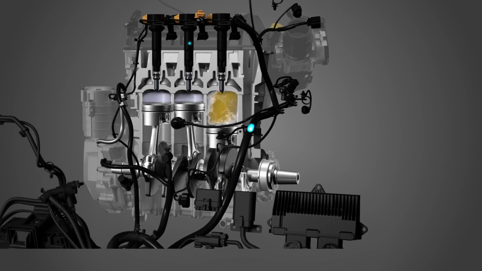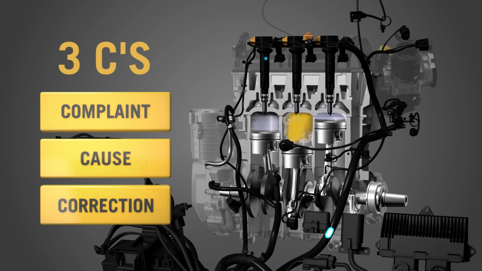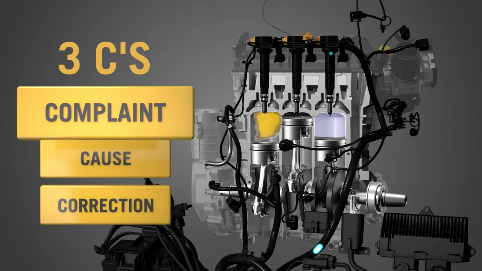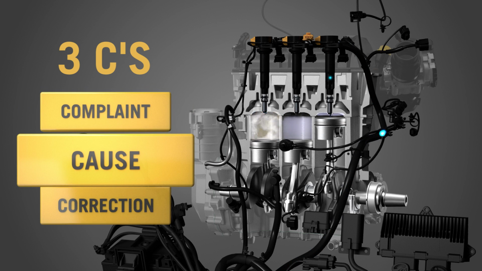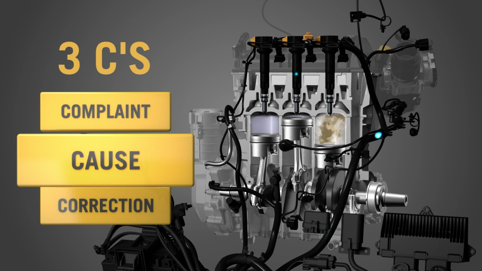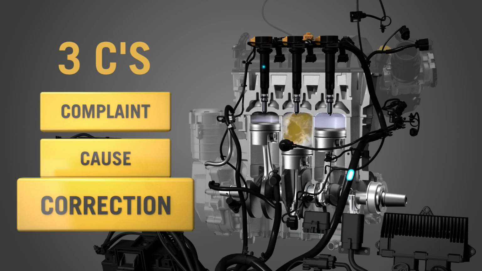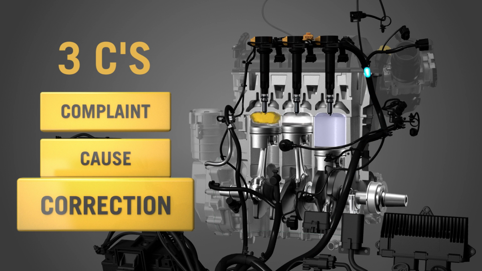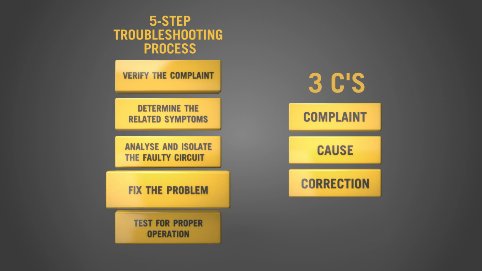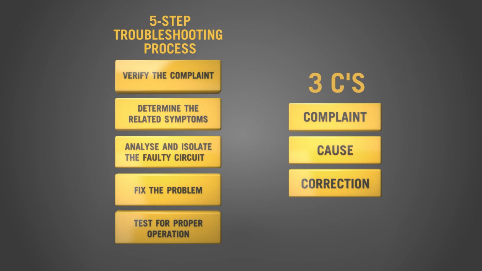In summary, the entire process can be broken into three sections, often referred to as the three C's. The complaint comes first. This is often the reason why the vehicle is at the shop in the first place. The next step is to methodically test and eliminate all potential causes of the problem until you are left with the root cause. And finally, once you have repaired or replaced the defective component, make sure that you have corrected the owner's complaint. Following the five steps as outlined in this course and making sure you have addressed the three C's will make your next troubleshooting experience a piece of cake.